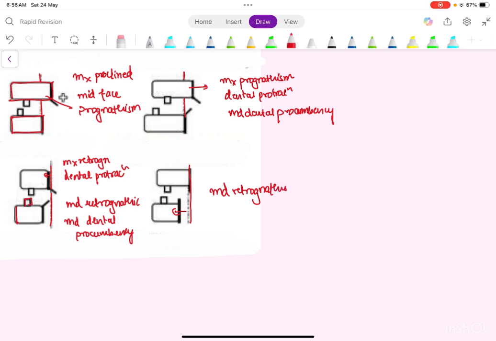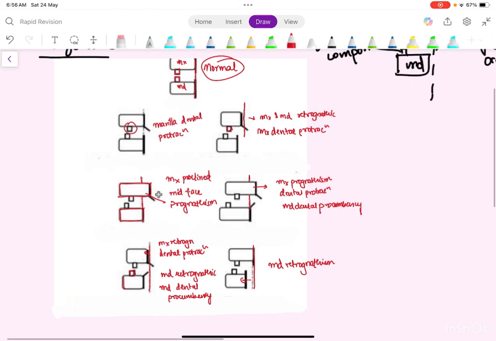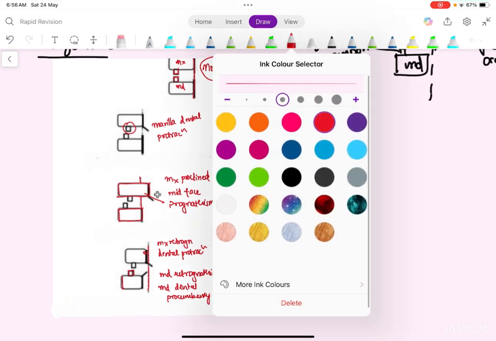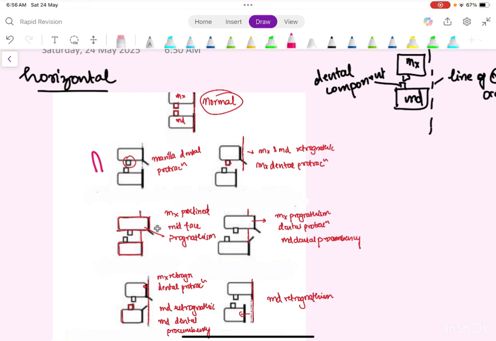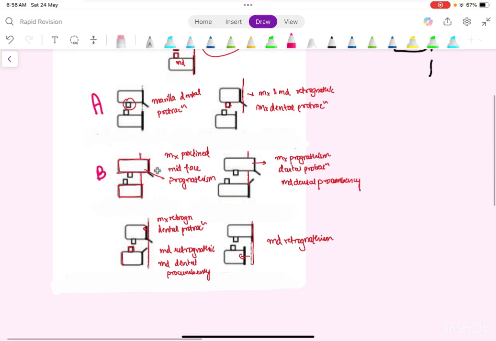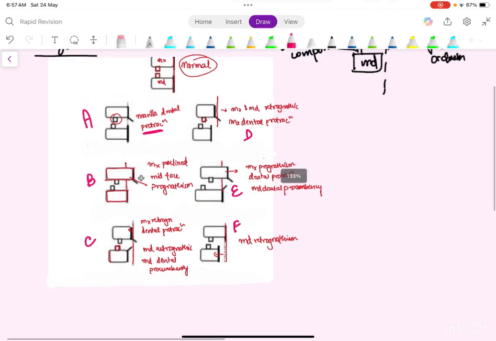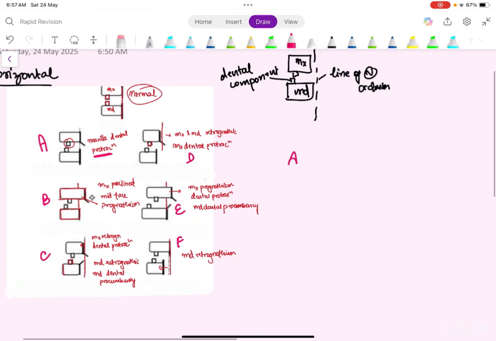Now what you need to know is that you can make this out by seeing the photograph, and if you know what is normal, then you will be able to make it out. But in the exam, they ask what is type A, type B. So this is type A, this is type B, C, D, E, F. You have to be thorough with all of that. You have to know that if it is maxillary dental protraction, it is A. I'll tell you an easy way to remember. A, B, C, D, E, F.